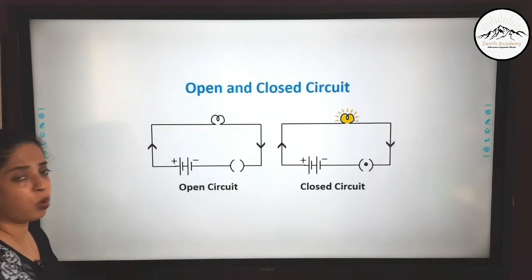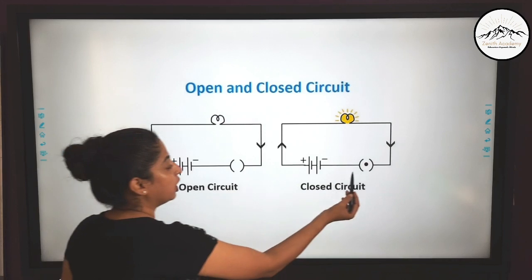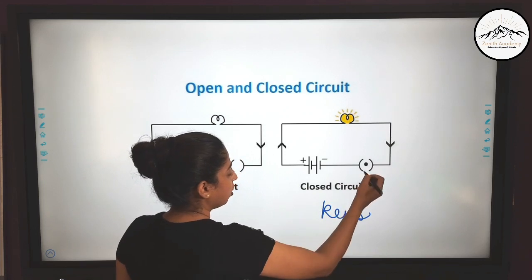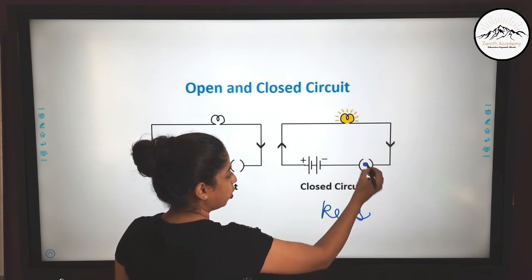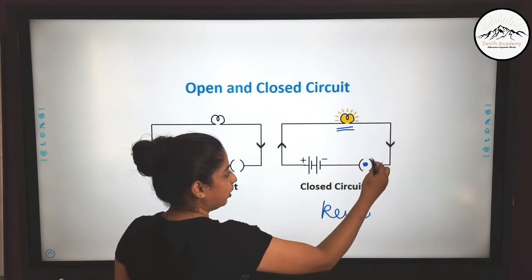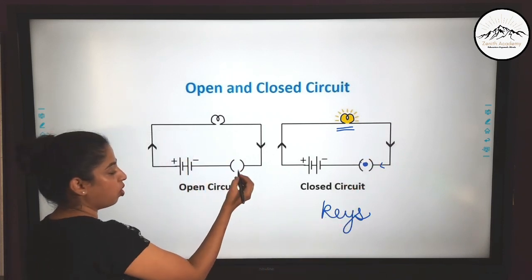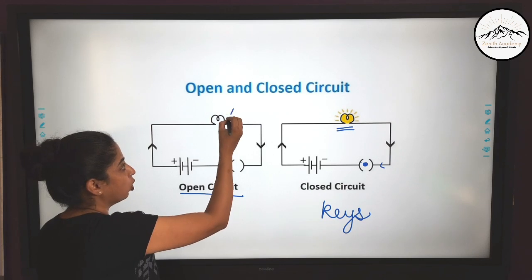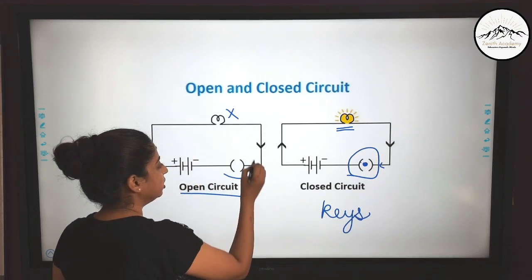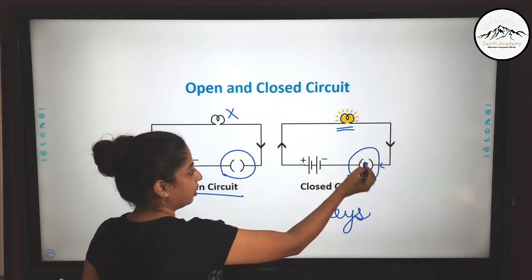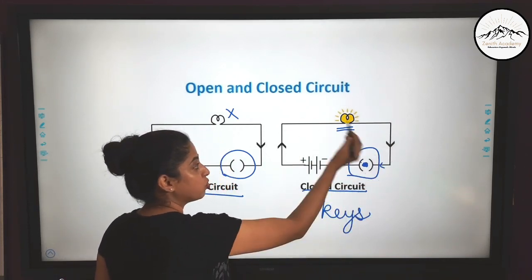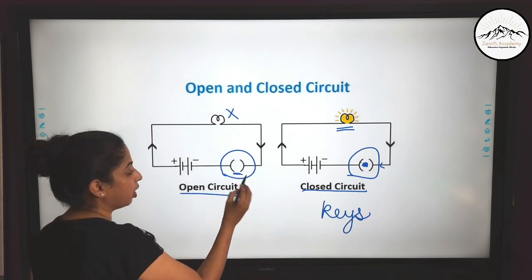Now there is also one more symbol of switches. These are basically called keys. If in this position there is a dot, it means current can pass through and you can see the bulb glowing, because the path is complete. You have put the key inside. Here the key is not there, so it is an open circuit and the bulb is not glowing. So at times, instead of switches, you can be given symbols like this for keys. By seeing this, you should know that when there is a dot, the current flows. That is, it is a closed circuit, a closed path for the electrons to move, and this is an open path because here the electrons can't move.